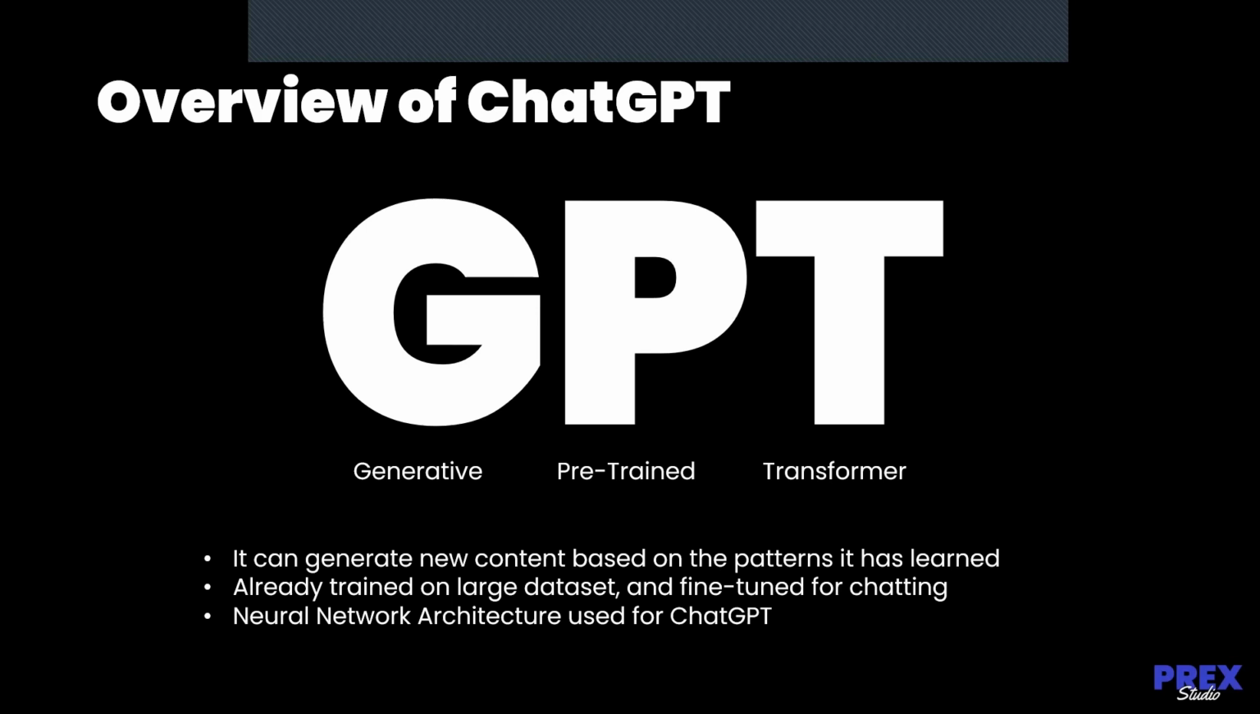It gets fine-tuned. So in the case of ChatGPT, all this is already done, and it is pre-trained specifically for chatting purposes. And Transformer is a neural network architecture, which ChatGPT uses in the backend. And the Transformer architecture is what has made ChatGPT possible.